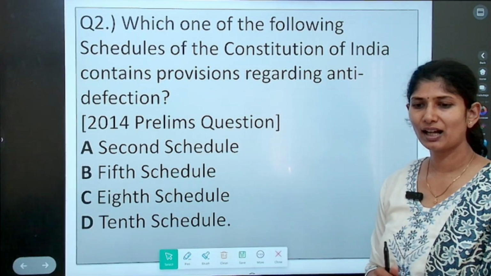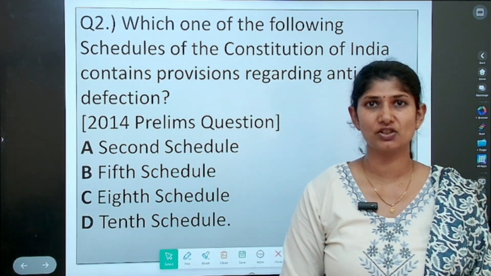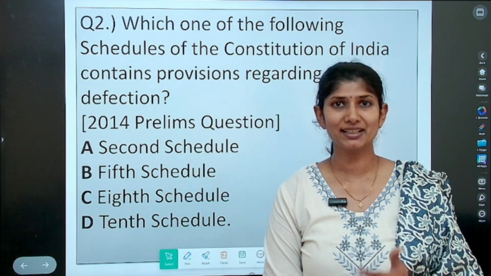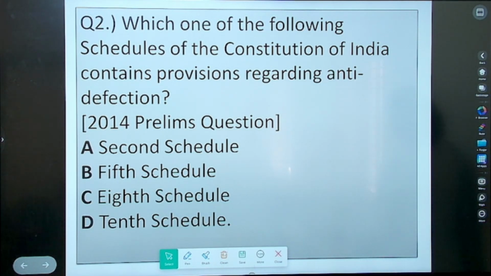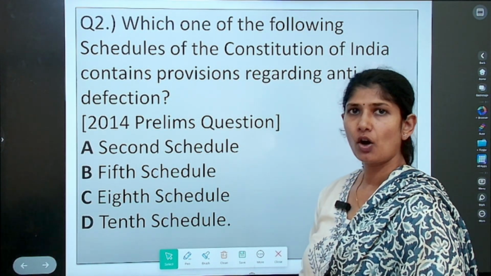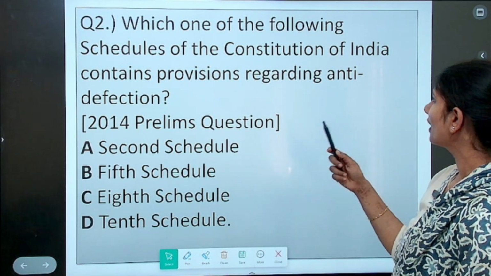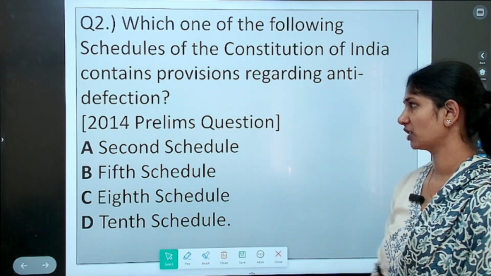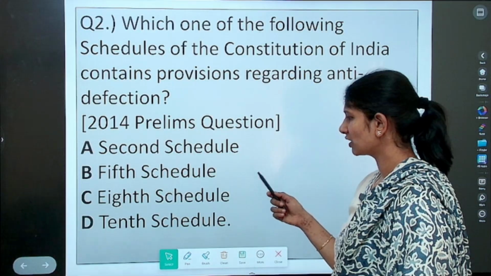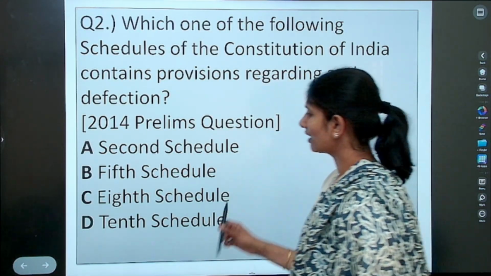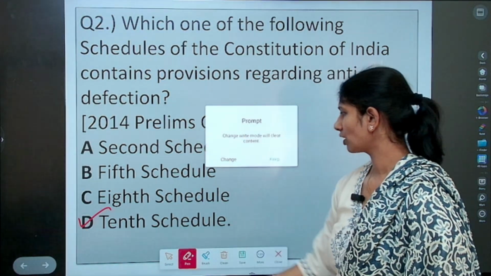The next question: a lot of schedule-based questions are also asked in the salient features. Now look at this particular question. Which one of the following schedules of the Constitution of India contains provisions regarding anti-defection? This is a 2014 prelims question. Second schedule, fifth schedule, eighth schedule, 10th schedule. The correct answer is the 10th schedule of the Constitution.